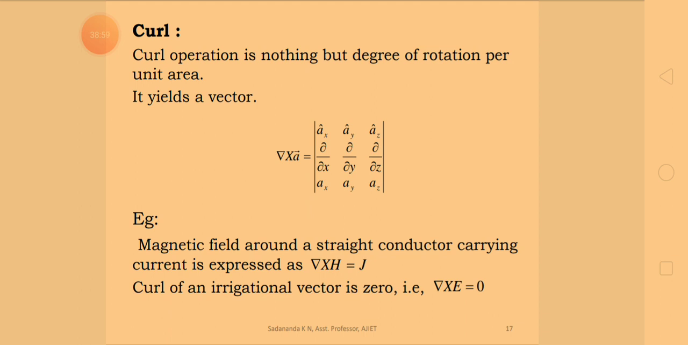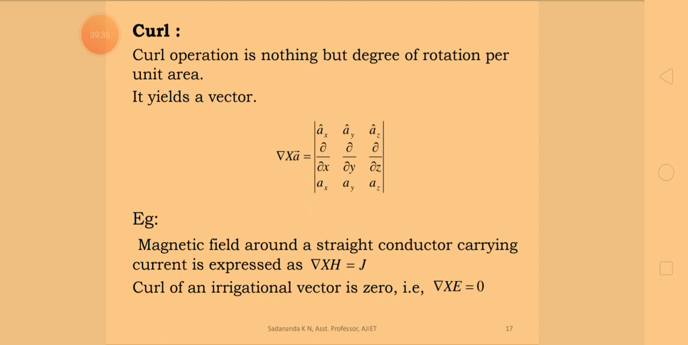Now it can be evaluated by using an expression. The curl of vector A is equal to, in matrix form: unit vectors Ax cap, Ay cap, Az cap, then derivatives dou by dou x, dou by dou y, dou by dou z, and the components, x component, y component, z component, that is Ax, Ay, Az. So in matrix form you have to write the given vector. It is possible to solve and get the curling or rotating effect of the vector.